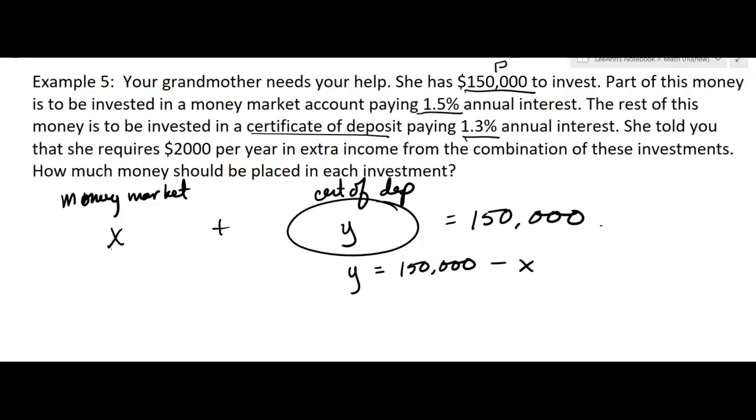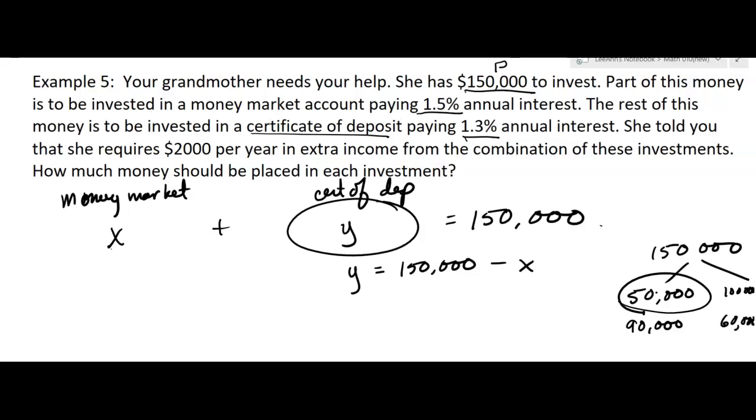So think about, okay, I've got $150,000, I wish, and let's say I put 50,000 in the money market. Well, then the rest would be in the certificate, right? So the total has to be 150,000. And if I put 90,000 in the money market, then 60,000 would have to be in the certificate of deposit. Together, they have to equal 150,000, okay? So whatever you put in the money market, subtract that from the 150,000 to figure out how much is going to go in the certificate of deposit.